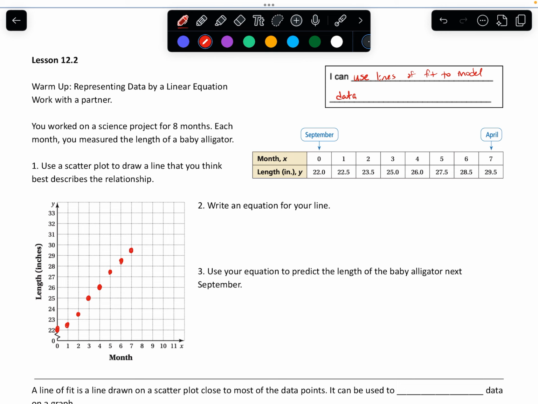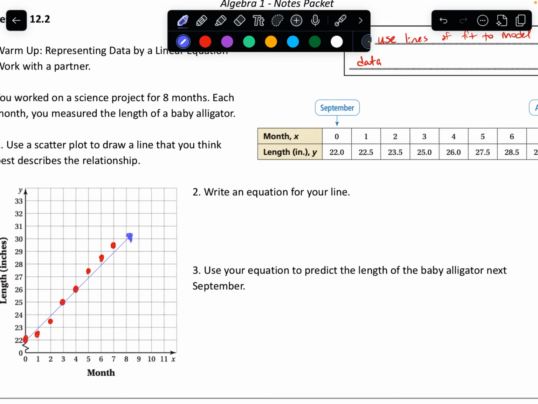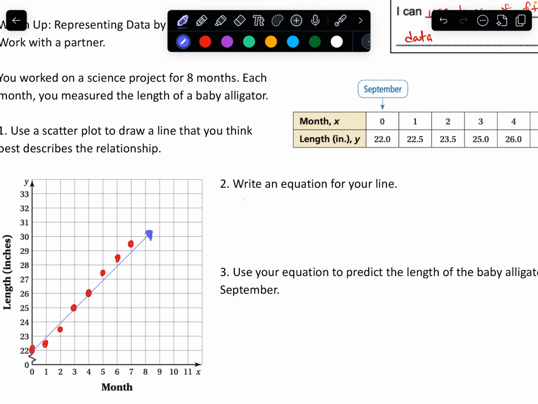So if I want to draw a line of best fit, as I said in the previous lesson, you kind of want to draw a straight line, right? You're not connecting the dots. You just want to draw a straight line with as many points as close to the dots as possible. So it looks like this is a line of fit that I think is good. And then number 2, it says write an equation for your line.